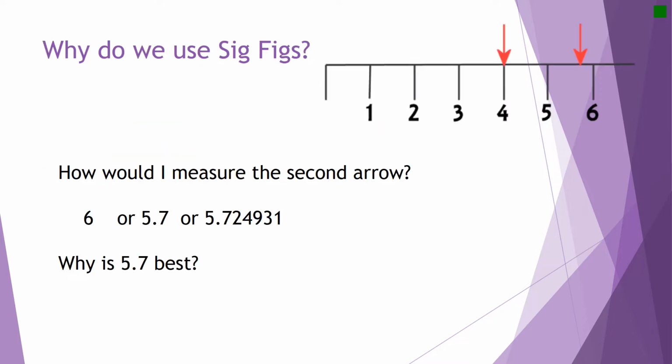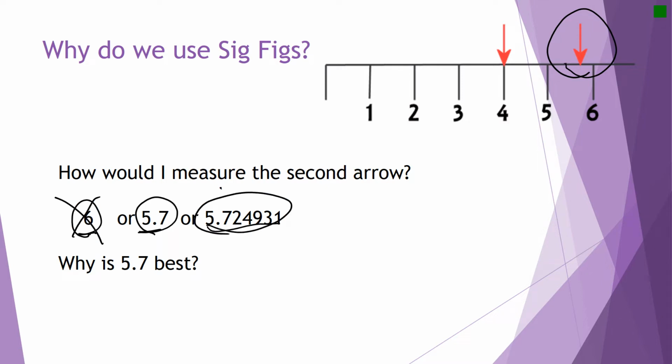Well, as scientists, we take measurements over and over and over again, and we're only as good as our measurements are. We don't want to say that we were more accurate than we were supposed to be, and we also don't want to say that we were less accurate than we were supposed to be. So if I were to look at this second arrow right here, what should I measure it to? Should I measure it to 6, 5.7, or 5.724931? Which one is most likely the best answer? Well, it should be 5.7. Why? Because we can be more accurate than just saying 6, but we definitely cannot be as accurate as 5.724931, right? So therefore 5.7 is the best.